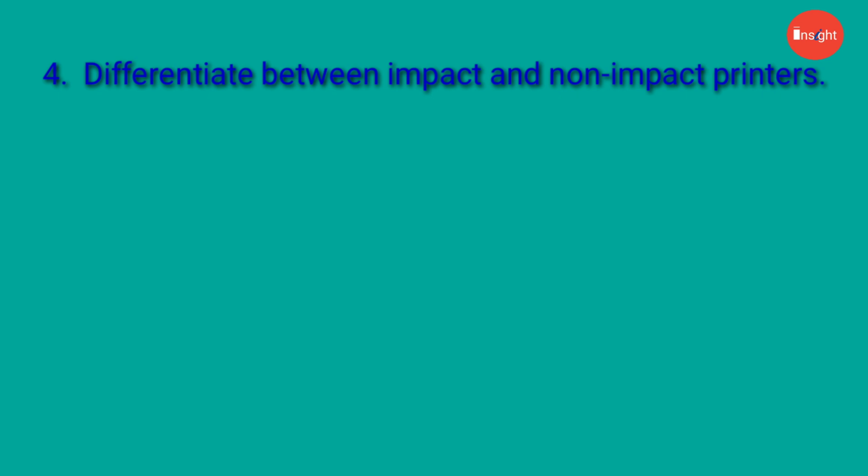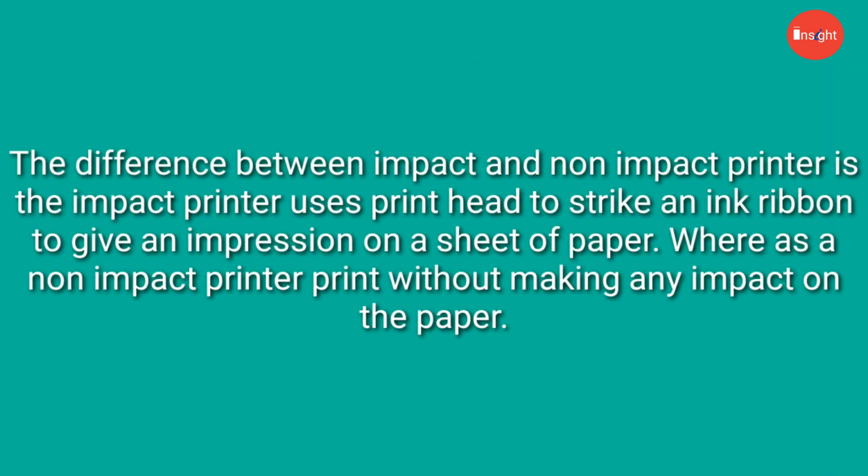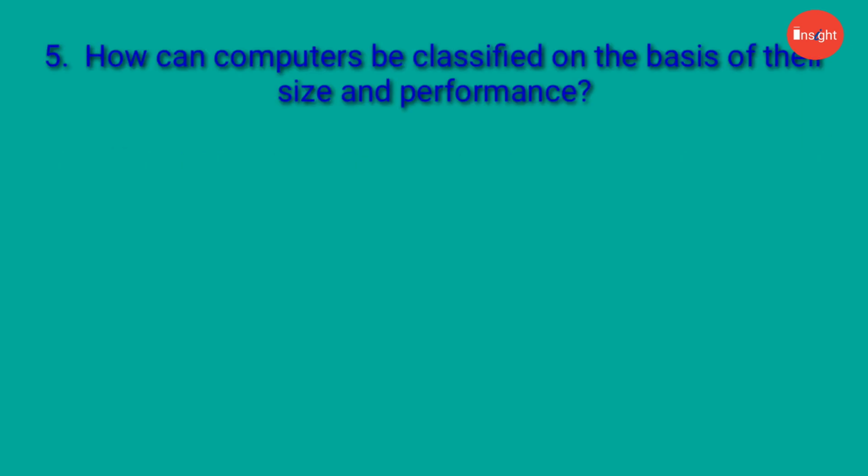Question number 4. Differentiate between impact and non-impact printers. Answer is the difference between impact and non-impact printer is the impact printer uses print head to strike an ink ribbon to give an impression on a sheet of paper, whereas a non-impact printer prints without making any impact on the paper.